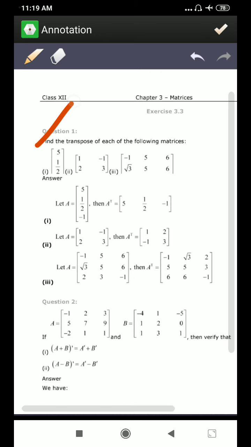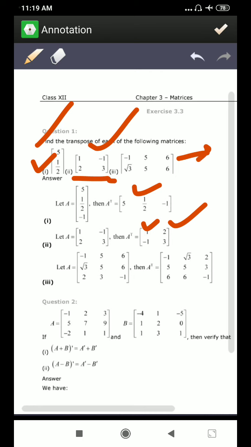It is given: find the transpose of each of the following. So 5, 5 is given. It is a column matrix. So you can just convert this into its transpose, which means you convert the column into a row. Second question: your first row, 1 and minus, will become the first column, and 2 and 3 will become the second column. In this, the first row, minus 1, 5 and 6, will become the first column. Root 3, 5 and 6 will become the second column.